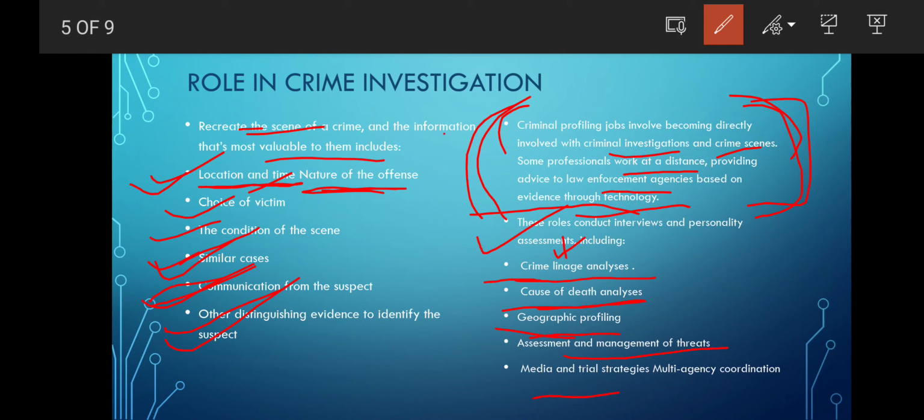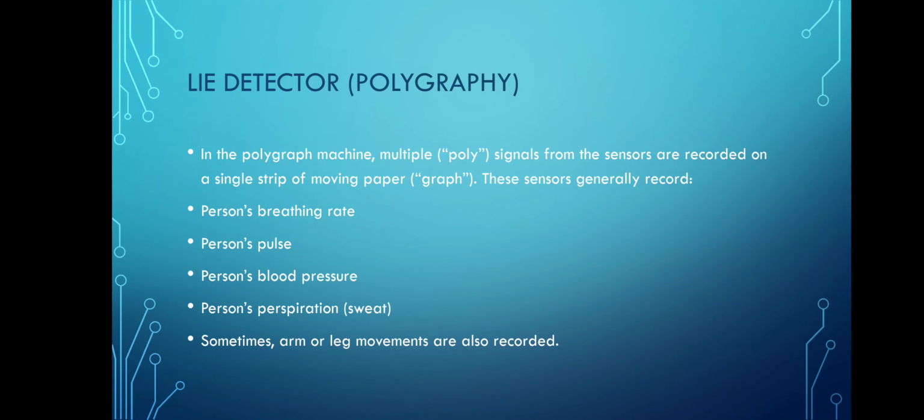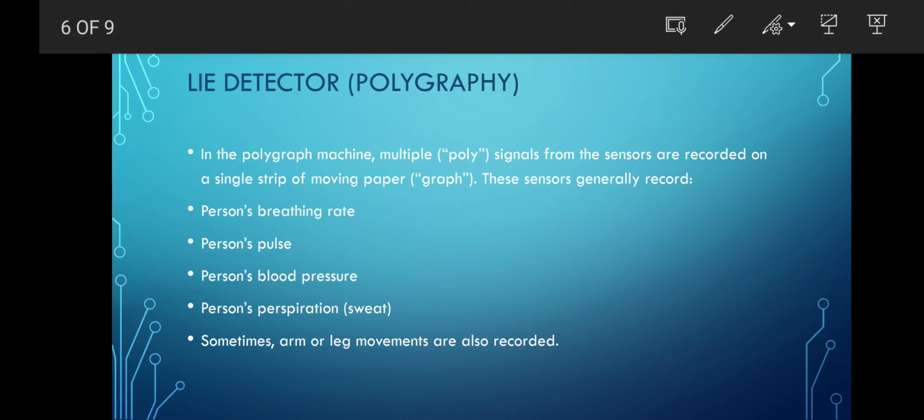Then media and trial strategies and multi-agency coordination. Media and trial means using media, then multi-agency means they hire private detectives for doing this. Then the lie detector. First, I am telling you, the lie detector and the polygraph are two different things, but the polygraph is a type of lie detector.